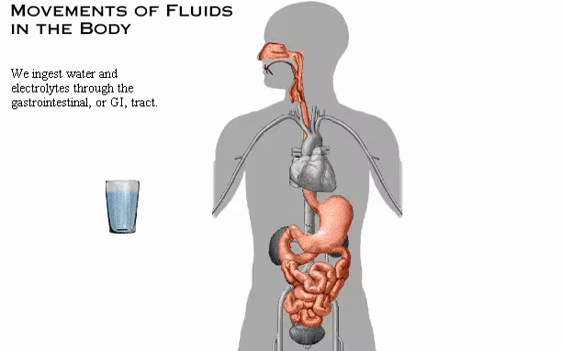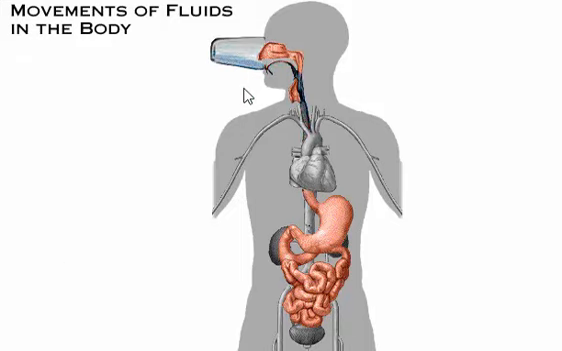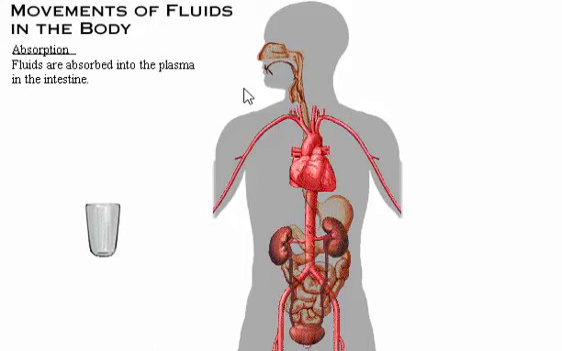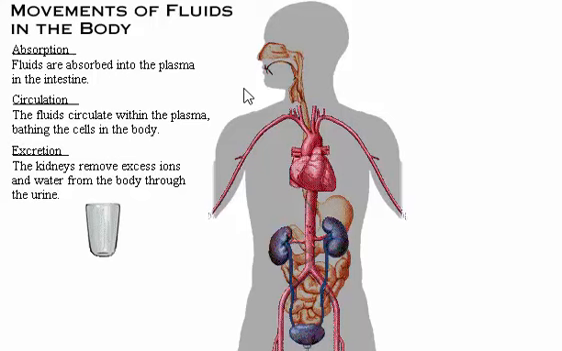We ingest water and electrolytes through the gastrointestinal tract. To see the movement of fluids through the gastrointestinal tract, drag the glass of water to the figure's mouth. Fluids are absorbed into the plasma in the intestine. The fluids circulate within the plasma, bathing the cells in the body. The kidneys remove excess ions and water from the body through the urine, although water is also lost at other sites.